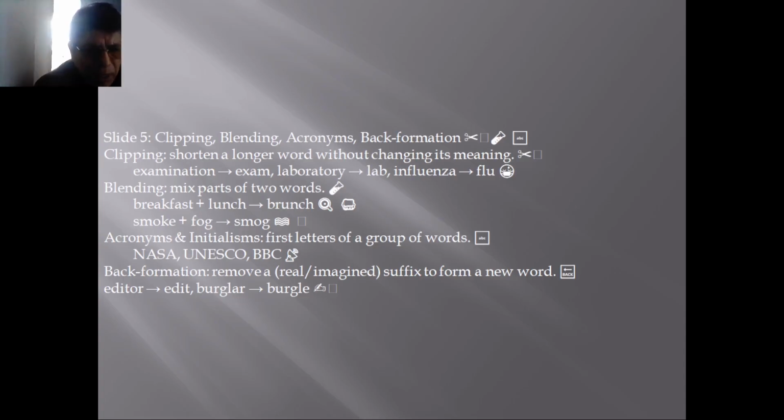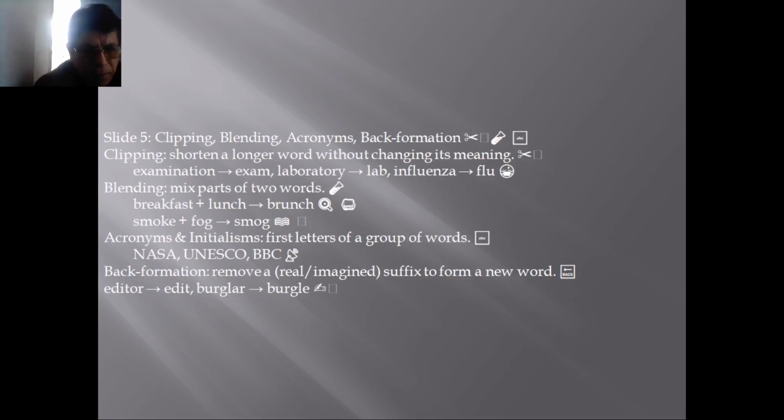Now, acronyms and initialisms. The first letters of a group of words become an acronym. Example, NASA. Example, UNESCO. Example, BBC. BBC means British Broadcasting Corporation. So each letter indicates a word.